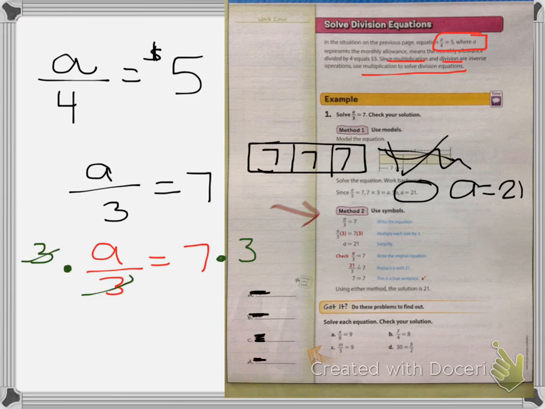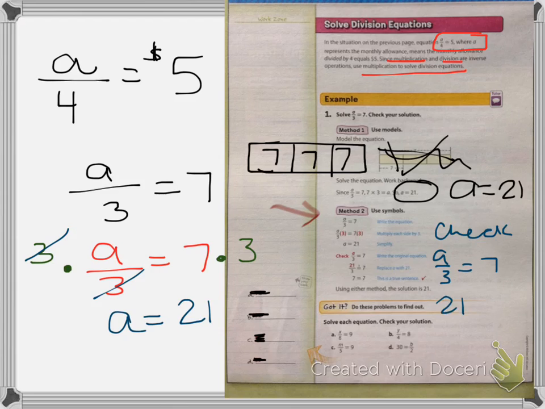Then these 3's go away because they are cross-simplified out. And then you are left with A on this side equals, and then 7 times 3 gives you 21. Then they want you to plug it back into the problem to check it, just like we've been doing. So you're going to write check. The original problem was A divided by 3 equals 7. You got 21 divided by 3 equals 7, and you get 7 equals 7. So that checked out as a correct problem.